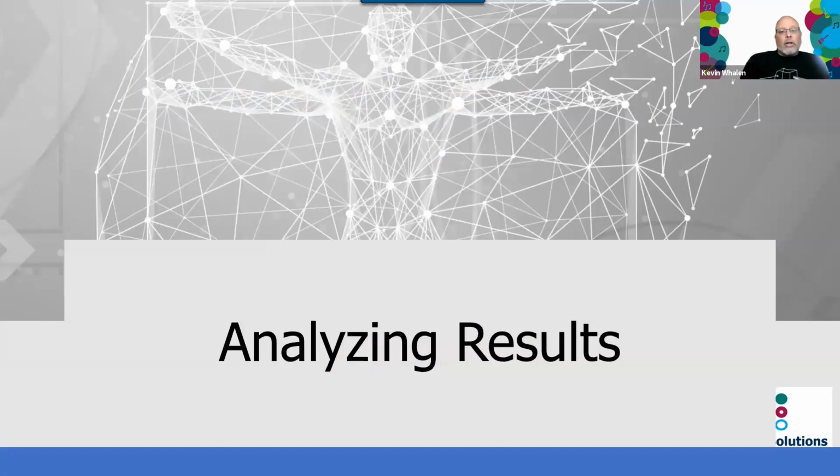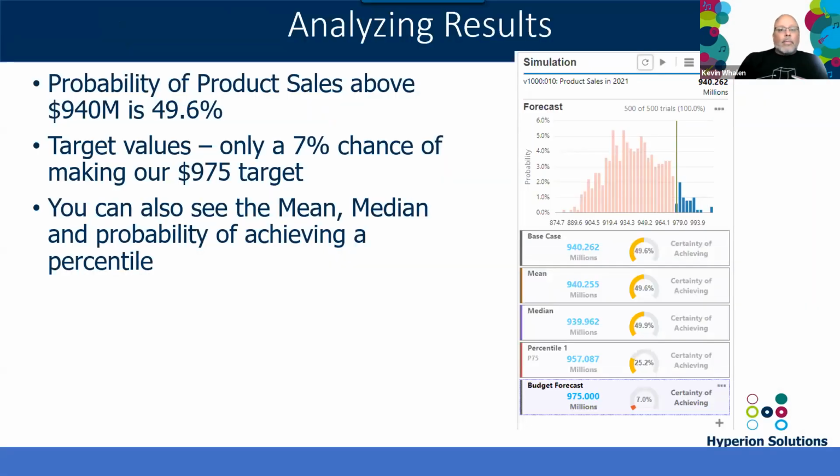So how do we look at these results? Now that I've run this forecast based on the model that I showed you, it looks like the probability of sales above 940 million is 49.6%. So that's giving me right around the base case. If I say I'm at 940 million as our revenue, I'm pretty sure, pretty much 50%, I'm going to be able to achieve that.